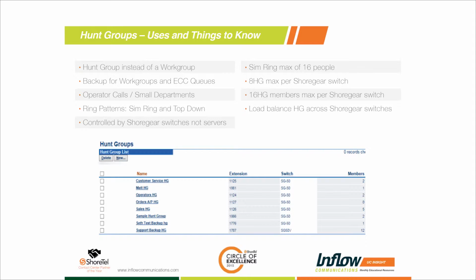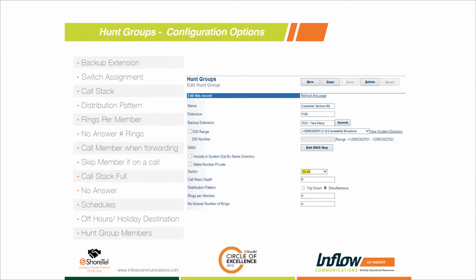So that's the big key reasons to use or not use hunt groups. Now we're going to talk about your configuration options with hunt groups. Like I mentioned, if you're in ShoreWare Director, you go to call control. That's where your hunt groups are hidden. It's a little bit hidden compared to some of the other features.